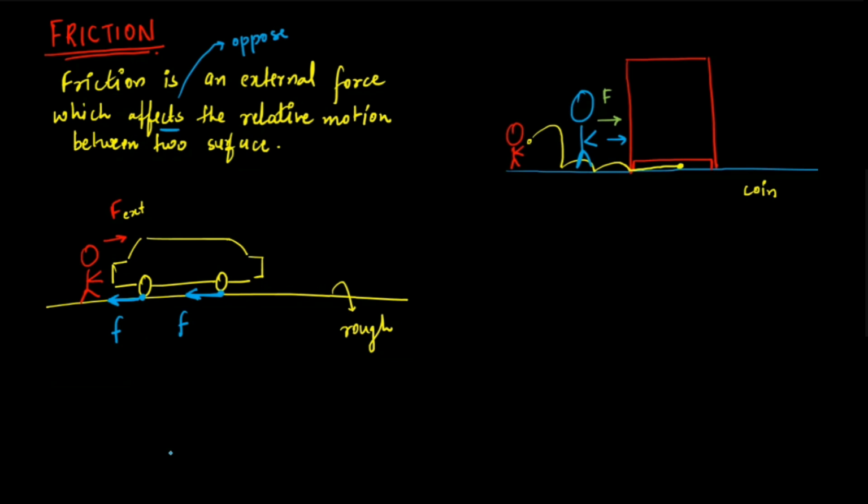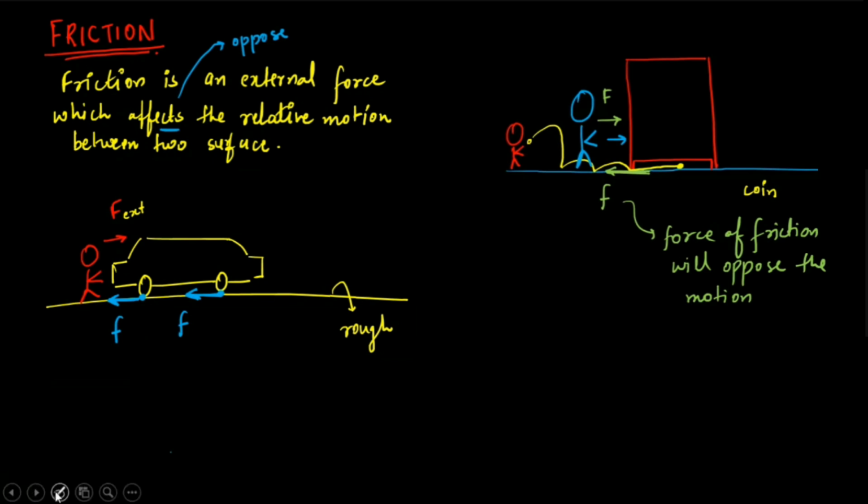So if we are applying some external force towards right, automatically there will be a force of friction which will act towards left, and this force of friction will oppose the relative motion. Now let us understand what will happen to its magnitude.